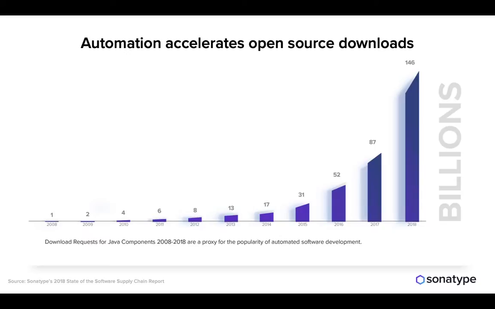At Sonatype, we are the caretakers of the Central Repository, which is the public repository for all Java open source components. And that gives us great visibility into the practices of organizations out there. As they automate their CI/CD pipelines, they're able to download open source components from Central much faster. And they're downloading them faster and faster, as you can see in this graph. In 2018, we saw 146 billion download requests from the Central Repository. So the growth and the demand for open source components is just rising very quickly.